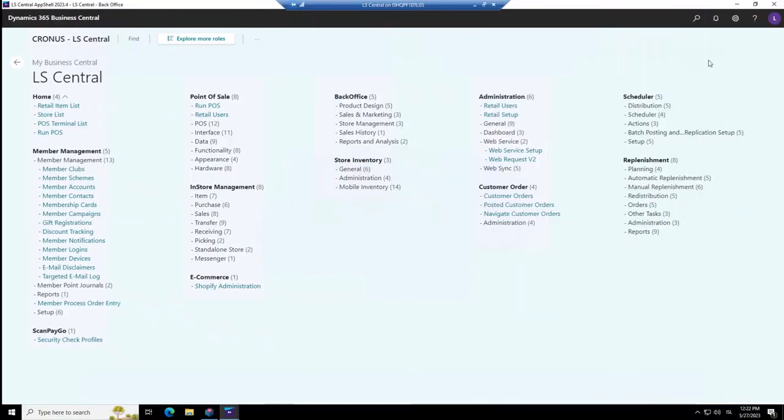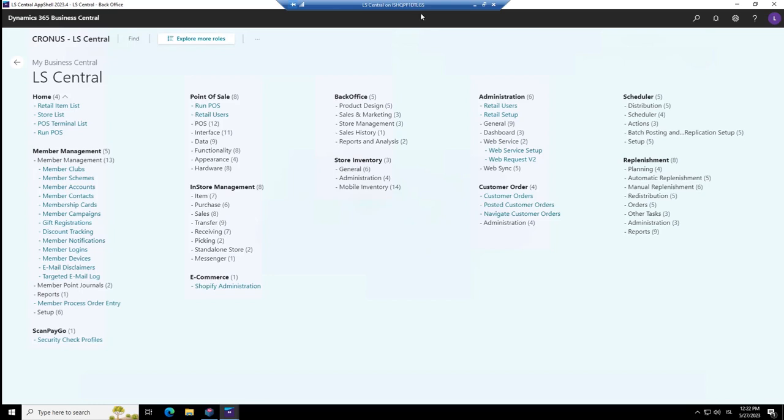Now you've seen how easy it is to earn points and even use them as well. But what happens to these points? Will there be transactions in LS Central? Oh yes, of course. Everything regarding a sale is registered.